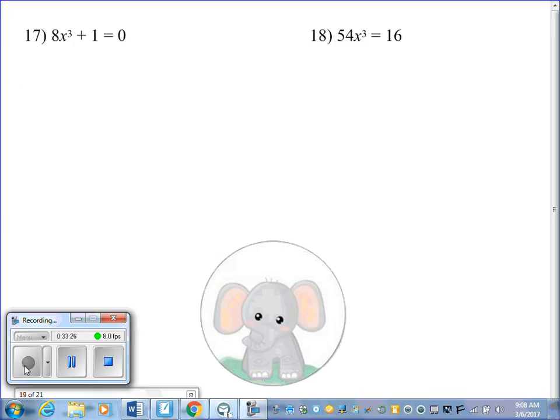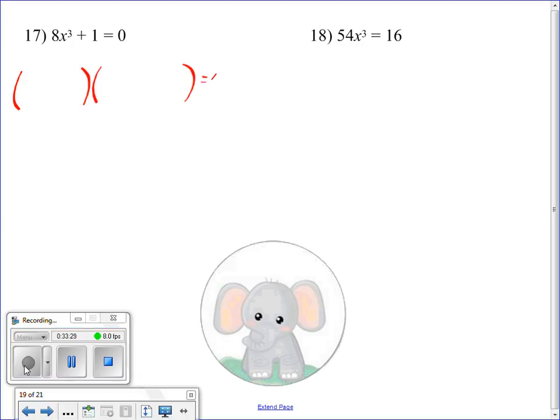All right, so let's set up our parentheses. We fill in our signs. Same, opposite, always positive. Then we take the cube root of each number. The cube root of 8x cubed is 2x. Cube root of 1 is 1. Then to fill in the other parts: square, multiply, square. What's 2x squared? Multiply 2x times 1, and 1 squared. So there it is factored.